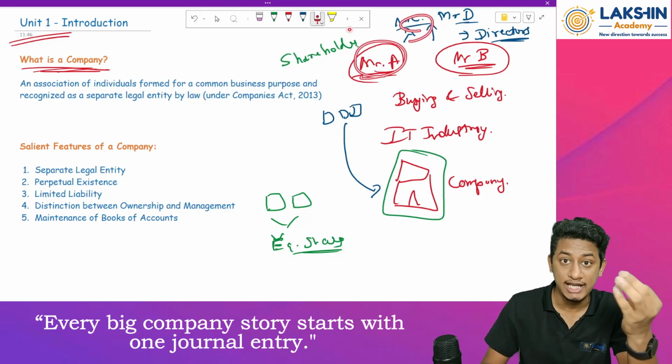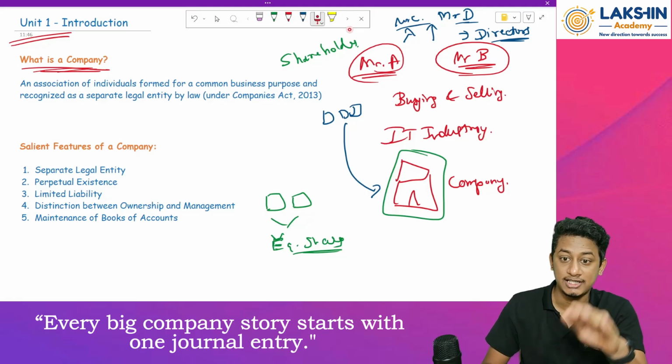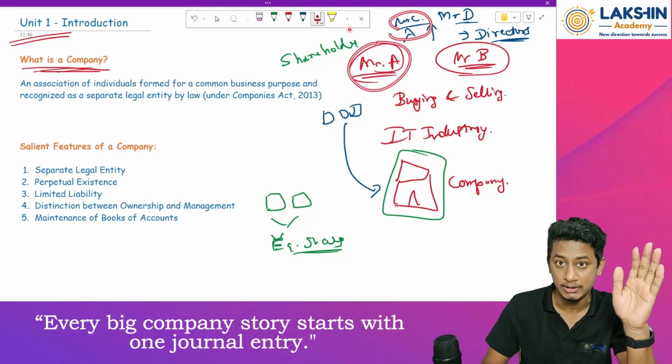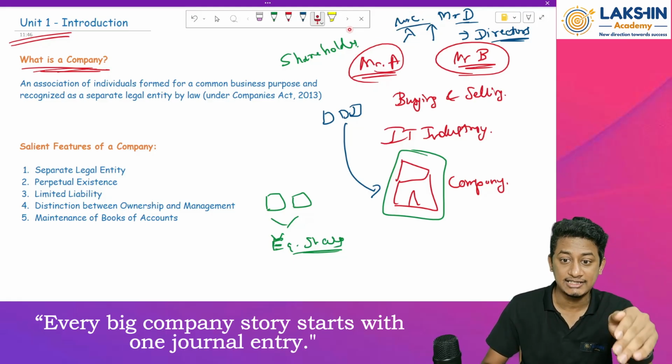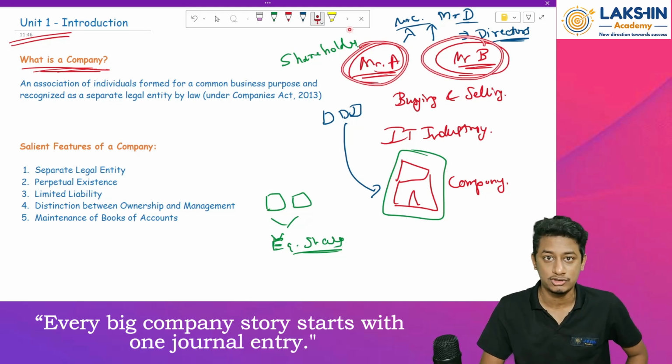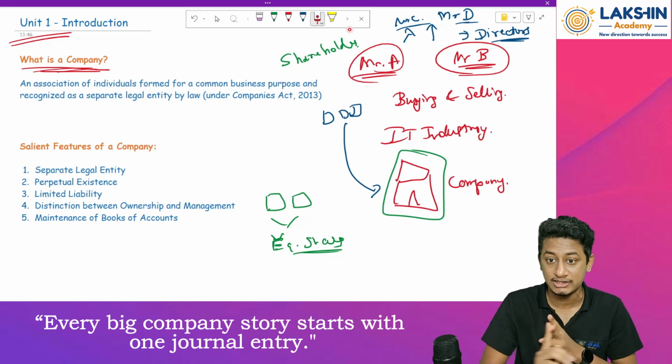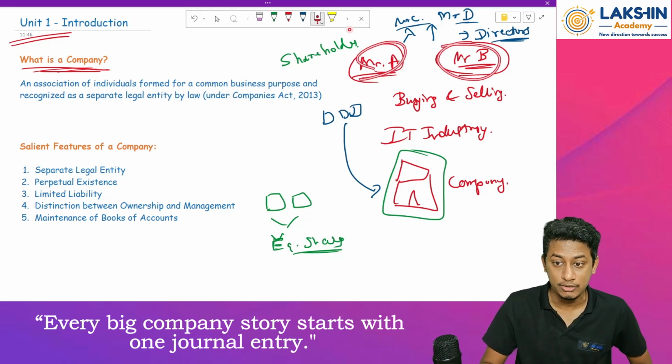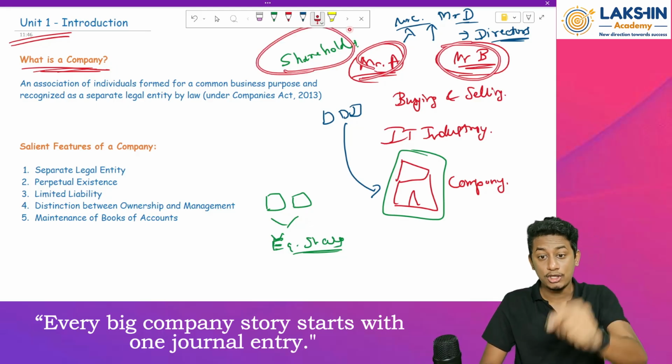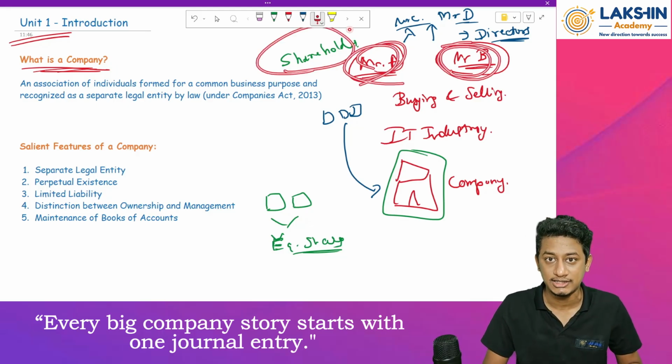Now, can the shareholders be a director? Yes, a shareholder can be a director. There is no compulsion saying that shareholders and directors should be different people. So in my case, let us say Mr. A and Mr. B both have money and knowledge to run the business. In that case, Mr. A and B can be a shareholder, and they can also be a director of the company in the same sense. Clear?